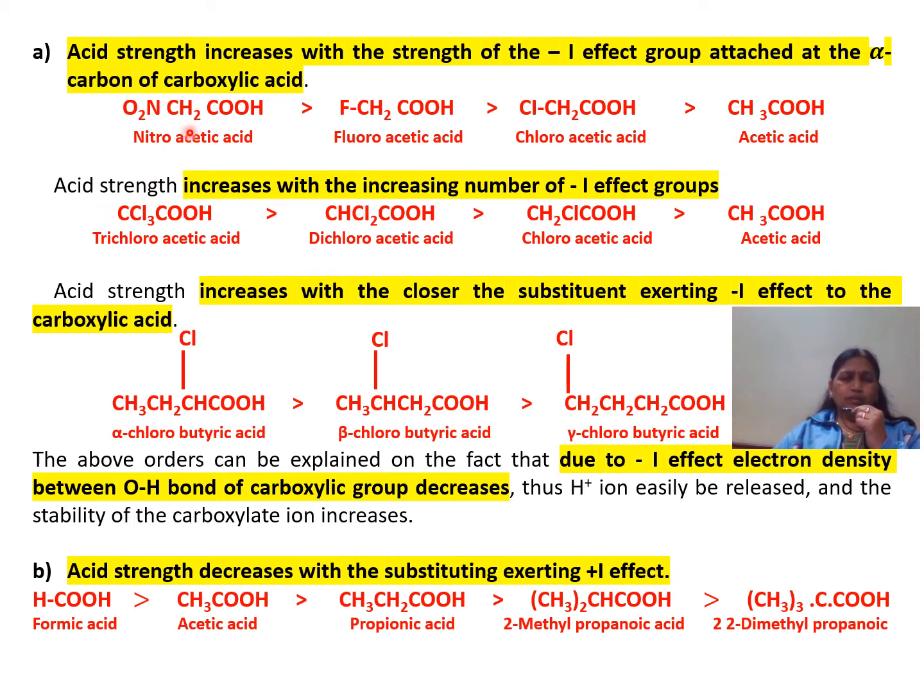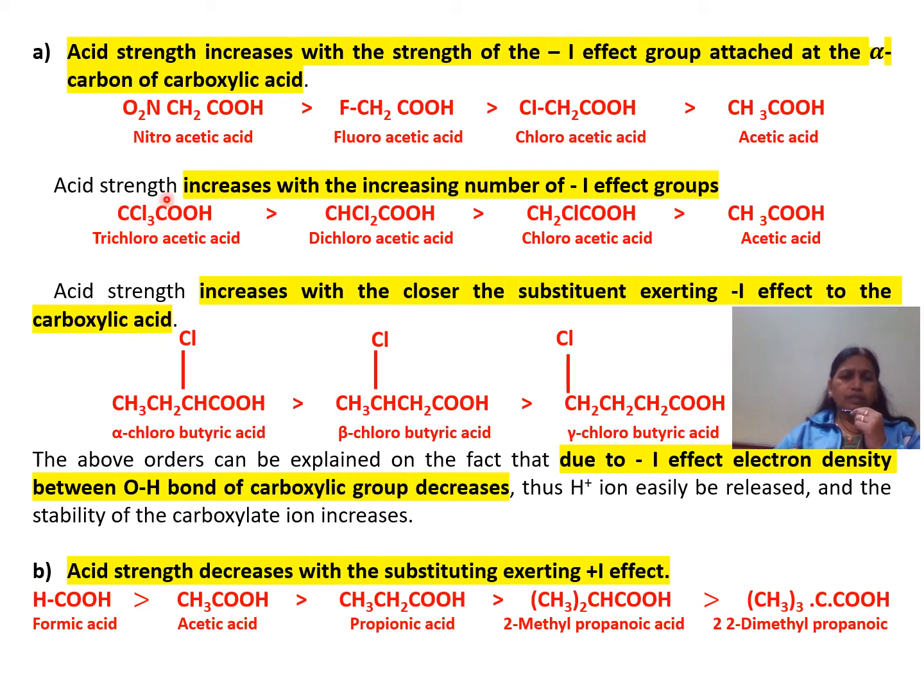Now this was the strength of the group causing minus I effect. Next is the number of minus I effect groups. Like in acetic acid, we take monochloroacetic acid, dichloroacetic acid, trichloroacetic acid. These examples differ in the number of chlorine atoms attached at the alpha carbon atom. As the number of chlorine atoms at the alpha carbon atom increases, the acid strength increases.